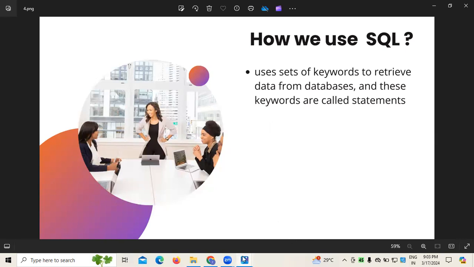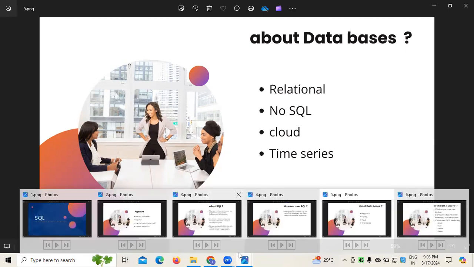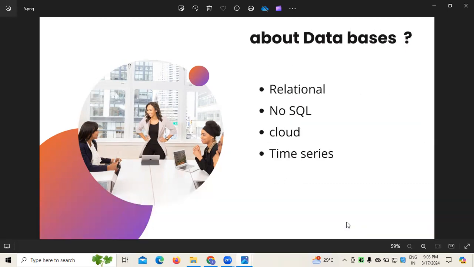Anyway, I have told you that. Now, what are the different databases we have? This is something you have to know first. Normally, there are different databases. The first one is called relational database. What is meant by relational database? Relational database means whatever relations you are going to maintain.